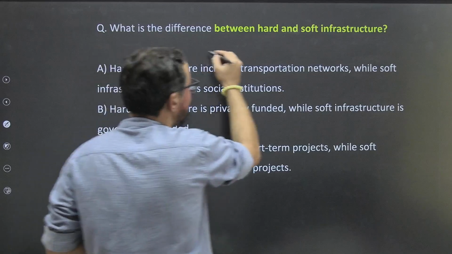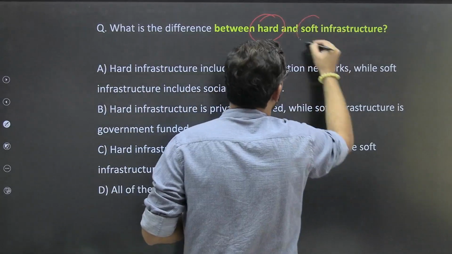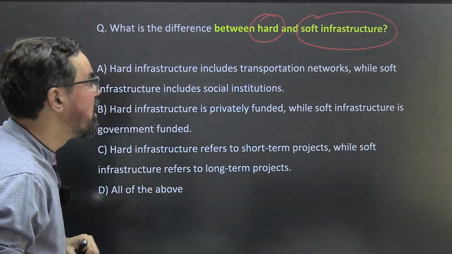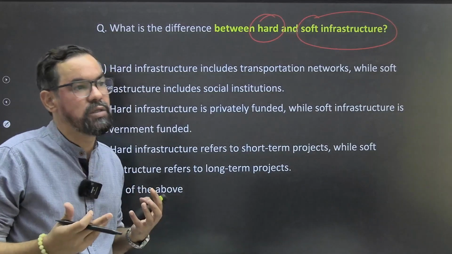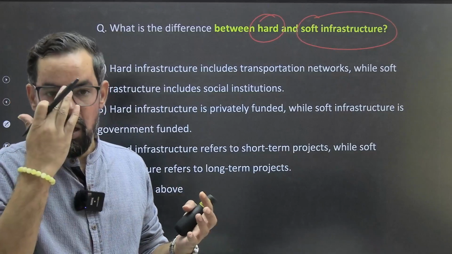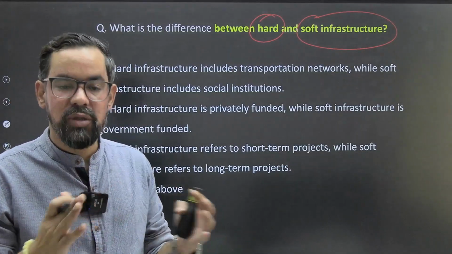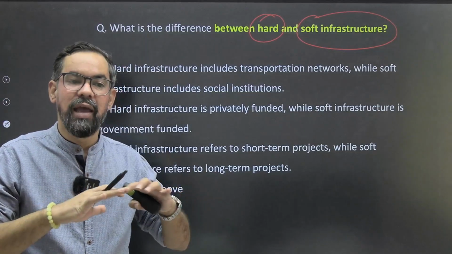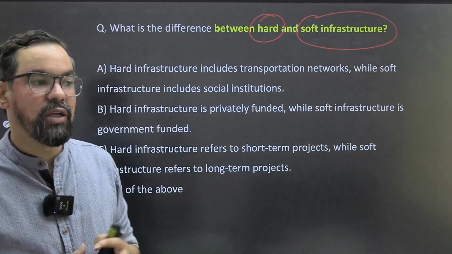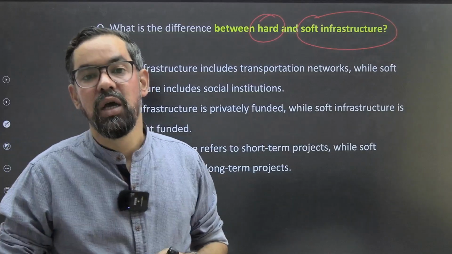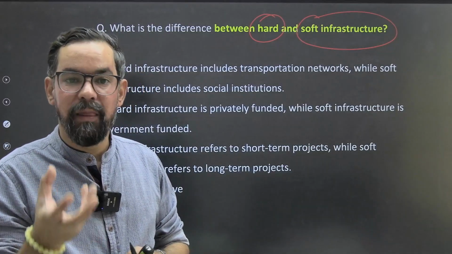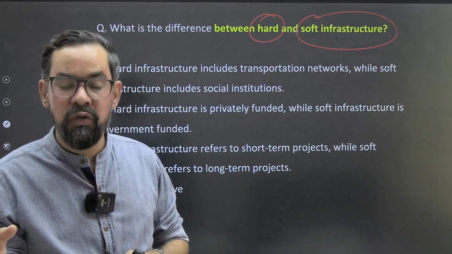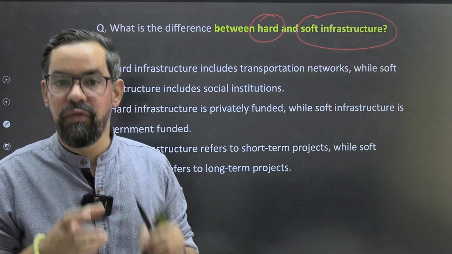What is the major difference between hard and soft infrastructure? This question was asked in your previous examination. Hard infrastructure has examples like railway lines, highways, and dams. These all come under hard infrastructure, where we have physical construction. Soft infrastructure majorly includes social infrastructure like healthcare, education, communication, and law enforcement. These generally come under soft infrastructure.